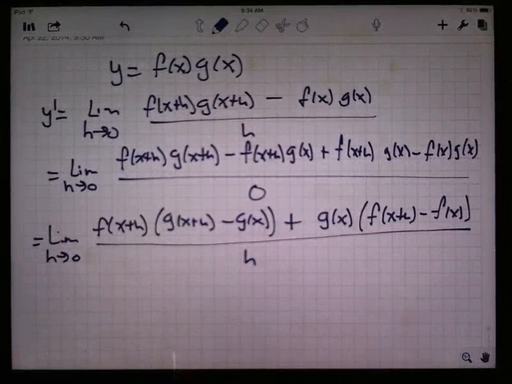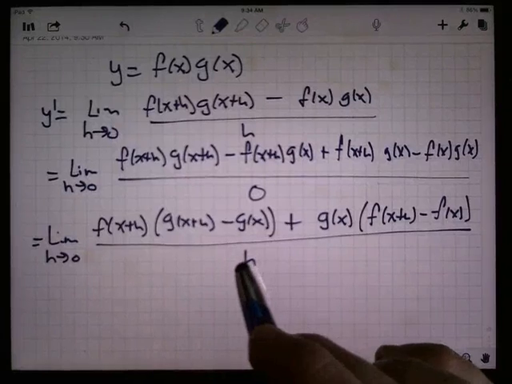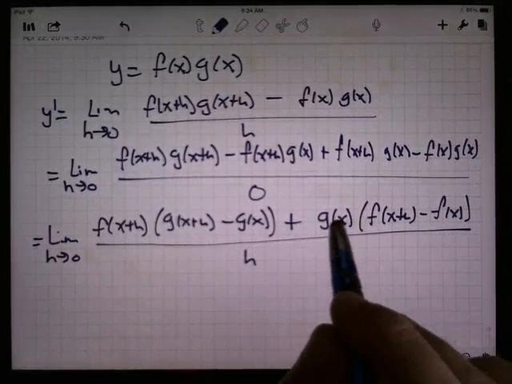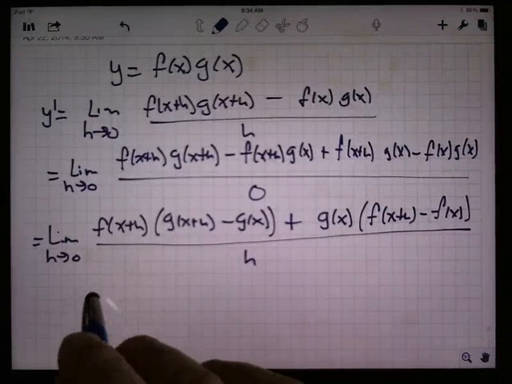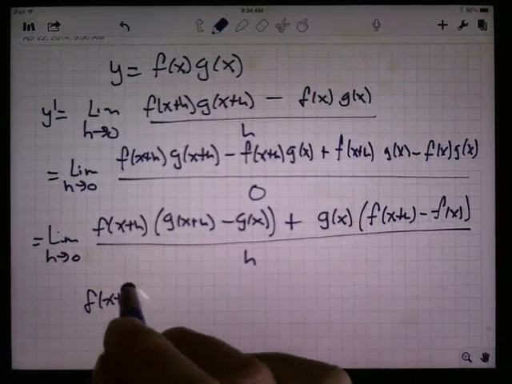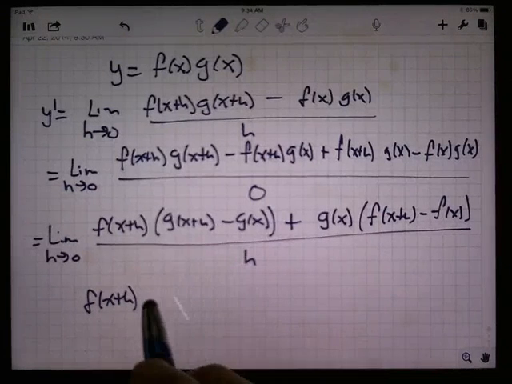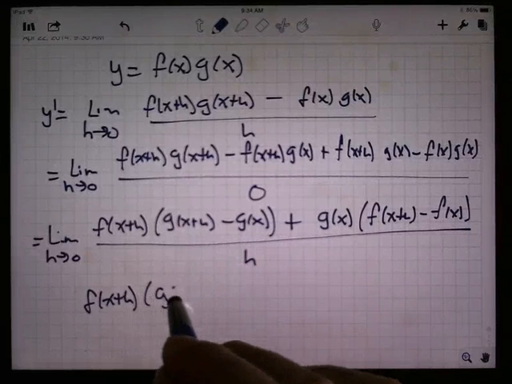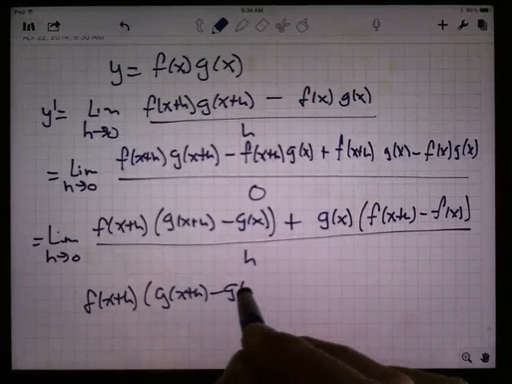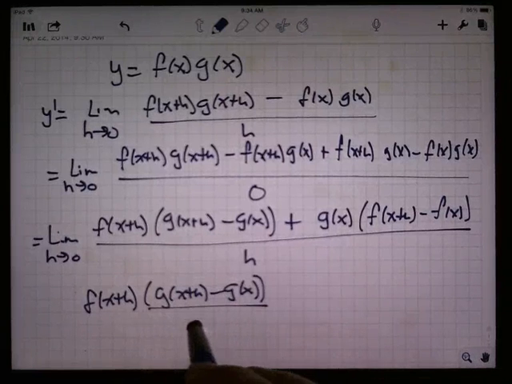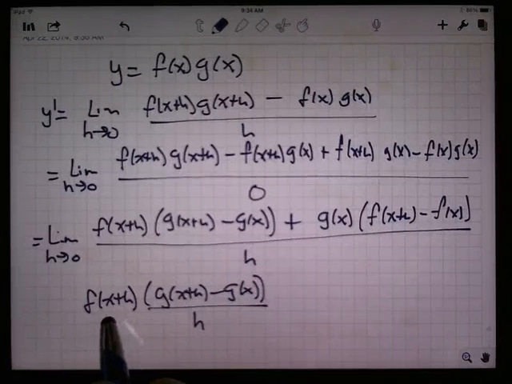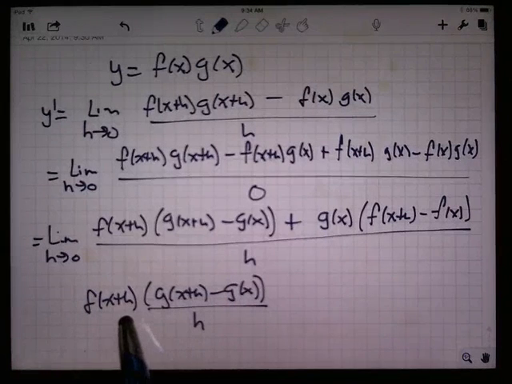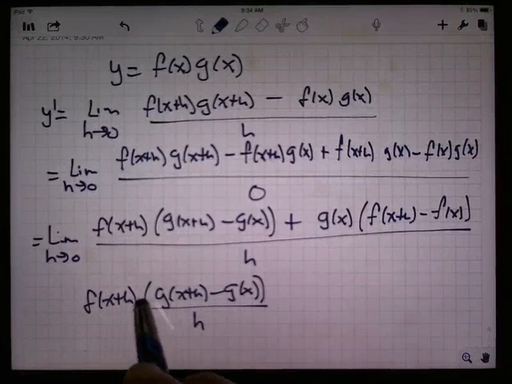So what I'm going to do now is break this up into two different fractions. The numerator is a sum, so I'm going to use the distributive property and break this up into two fractions. So I've got an f of x plus h, and I've got a g of x plus h minus g of x all over h. Now I can choose to put the f over the h or not. The way you multiply fractions together, if I just think of this as over 1, then you'd multiply the numerators, multiply the denominators. So I'm choosing to write it like this, although it's in the numerator.